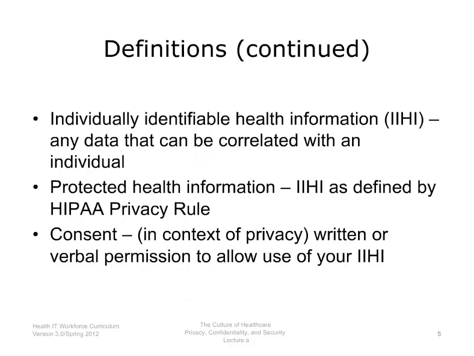Individually identifiable health information, or IIHI, is any data that can be correlated with an individual. For example, information in a medical record or a database that can be linked up to an individual. A related term is personal health information. This is individually identifiable health information as defined explicitly by the HIPAA privacy rule in the U.S.